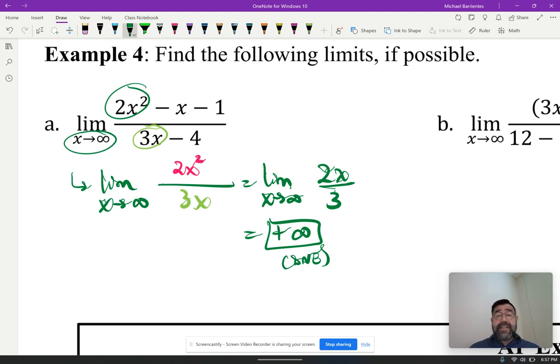What this is telling us is that the function doesn't have a horizontal asymptote. It just goes up and away forever, I guess to the right. So yes, the limit doesn't exist because of positive infinity.